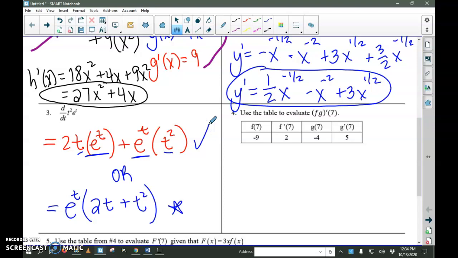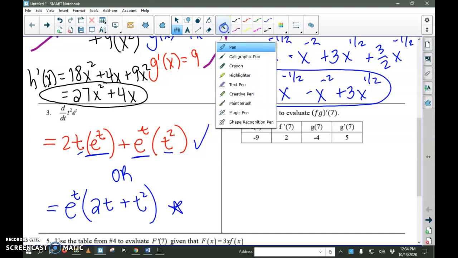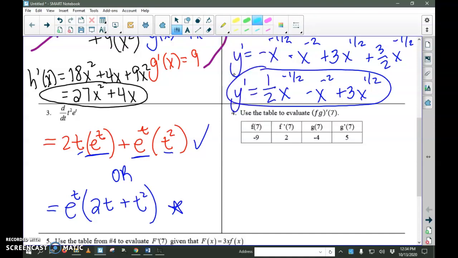All right, 4 says use the table to evaluate (f times g) prime of 7. And so what this notation is saying is that you need to do the product rule to find the derivative. You're going to write the derivative of this product at 7. Okay, and so what I'm trying to do is find the derivative of this product at 7.